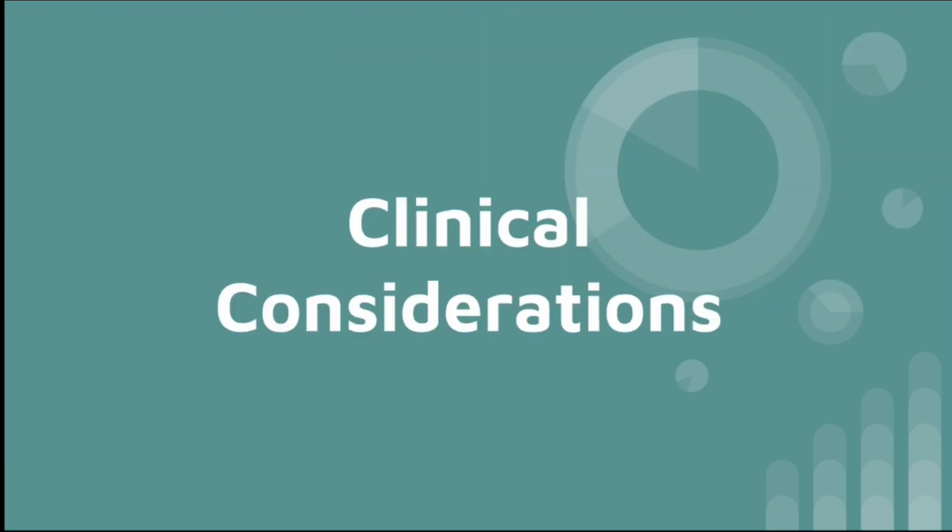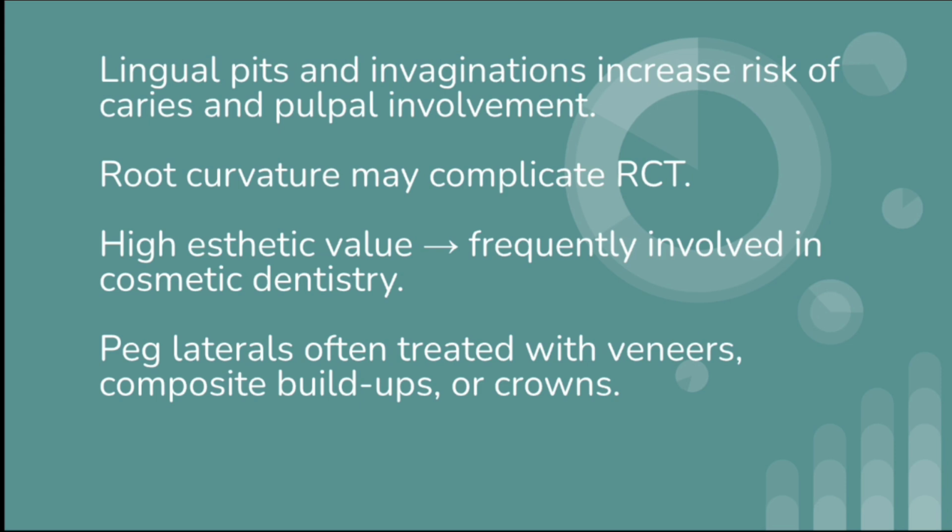So what are the clinical conditions you should check for? Lingual pit and invaginations increase the risk of caries and pulpal involvement. Because of the lingual pit it is more prone to caries. Root curvature may complicate RCT. The aesthetic value is high, so it is frequently involved in cosmetic dentistry. Peg laterals are often treated with veneers, composite build up, or a crown.